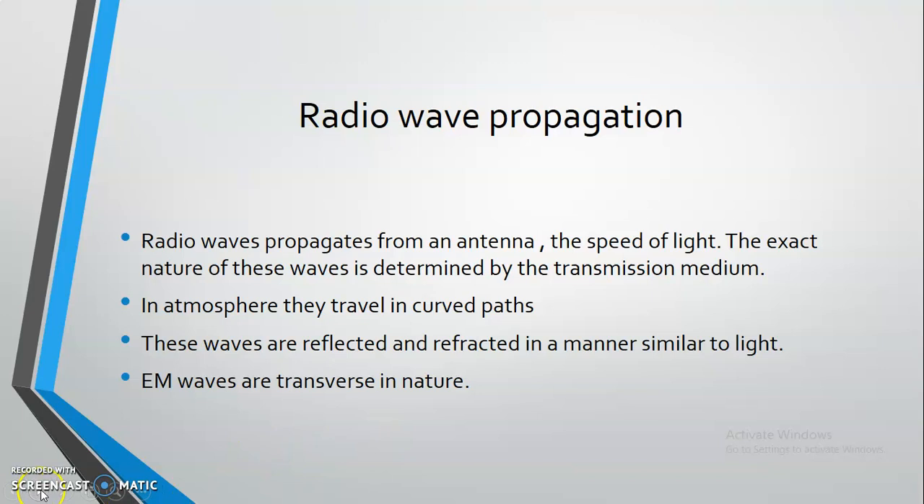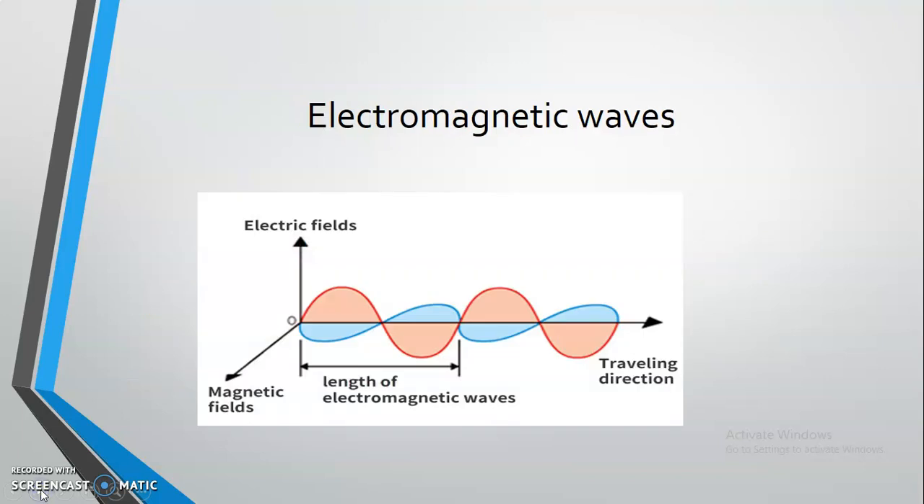Electromagnetic waves are basically transverse in nature. This is the basic structure of electromagnetic waves. That is, the electric field is represented in the x-axis and the magnetic field is represented in the z-axis, and this is the y-axis, x, y and z. The red one is the traveling direction, and you have the electric field, then you have the magnetic field as shown in the figure.